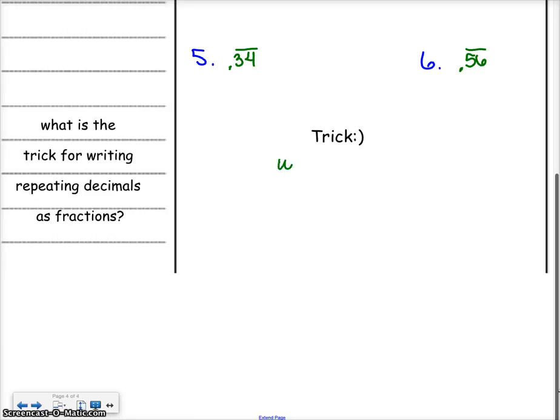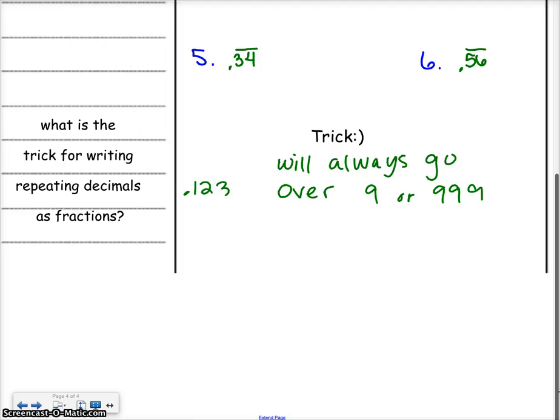So, what should we say? We'll always go over 9 or 99. Or what if it looked like this? 0.123 repeating. How many 9s do you think that would be? 999. So 9 or 99 or 999. So the bottom number, the denominator, is always a 9 of some sort.